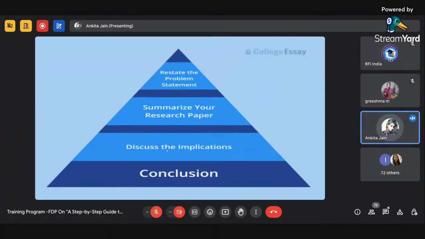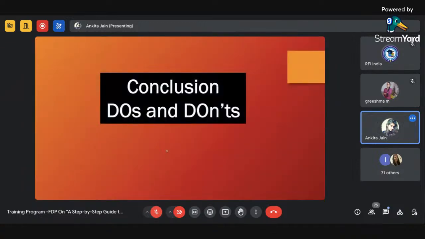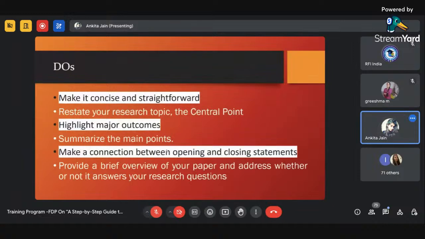Then there is one word, implication. Apart from this, there are many things like limitations and recommendations that should be there when we are writing the conclusion. So after the conclusion, we can restate it. Let's talk about the conclusion do's and don'ts. I'm assuming that in this FDP you have already understood the different parts of a research paper, so this will not be very lengthy, but I'm just telling you the key points.